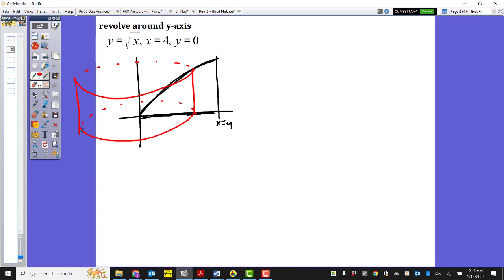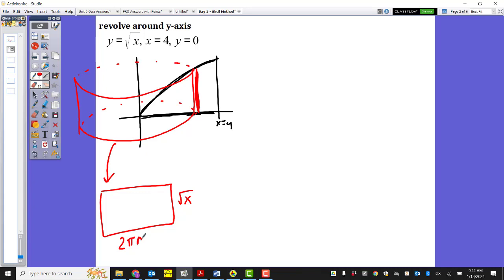Okay, and we want to break this open. This is one thing I want to see every time: I want to see you break it open into a rectangle every single time. So our height, if we look, is going to be this distance right here. That's just square root of x minus 0, so square root of x is our height. Our radius, or our width, is always going to be 2 pi, and then our radius.